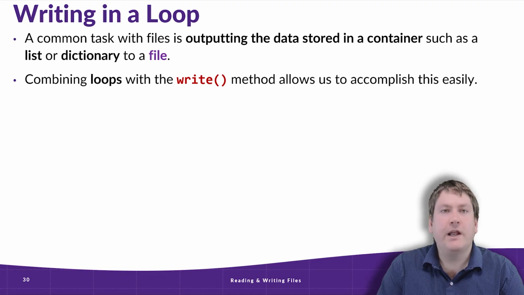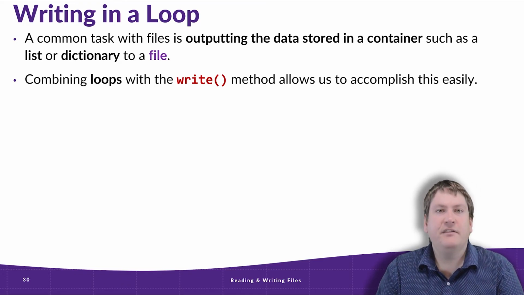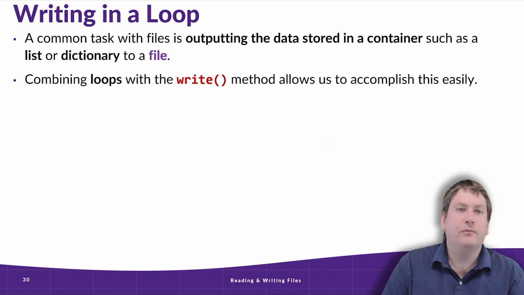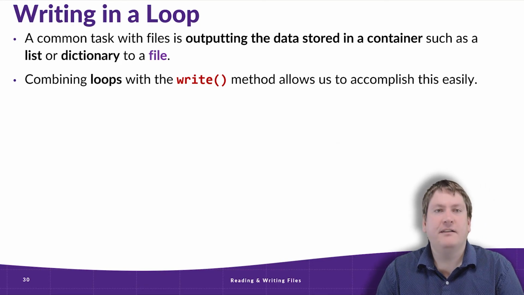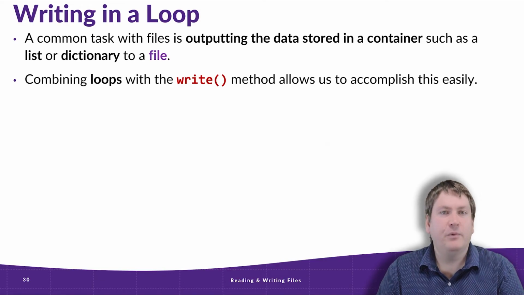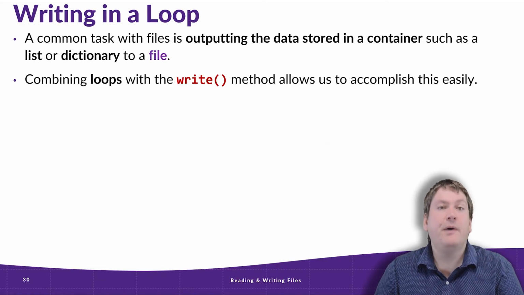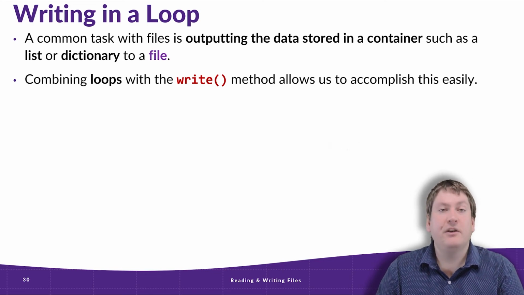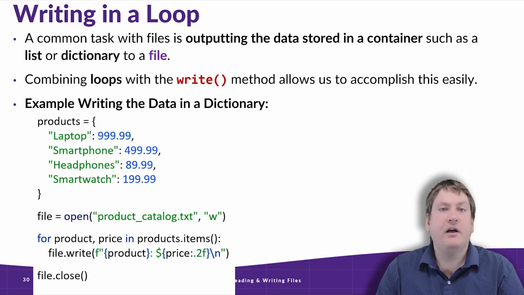Now we can also do writing in a loop, just like we could do with reading. And this is a common task when we have some sort of data structure that we want to output into a file, such as we might want to loop through a list and output all the elements in a list to a file, or loop through a dictionary and output all the key value pairs into a file. So combining loops and write can be quite powerful because it allows us to do some interesting things when we're writing to files. So here's an example of writing out the data in a dictionary to a file.